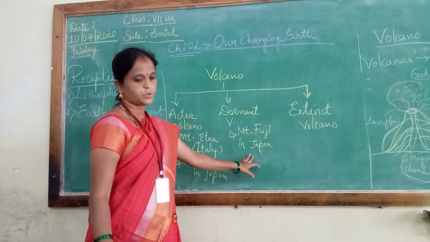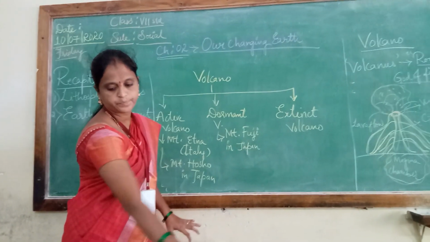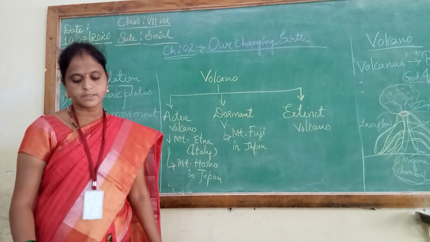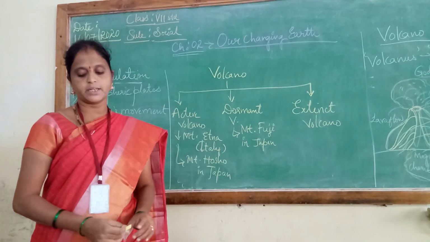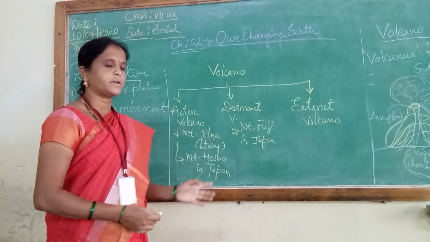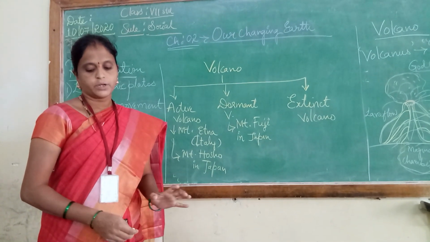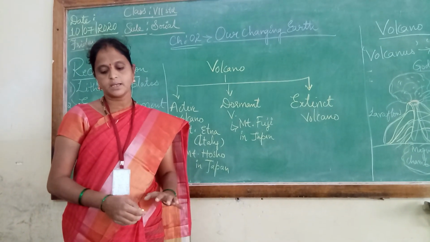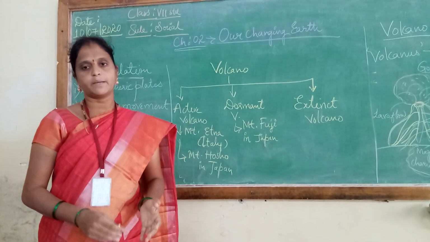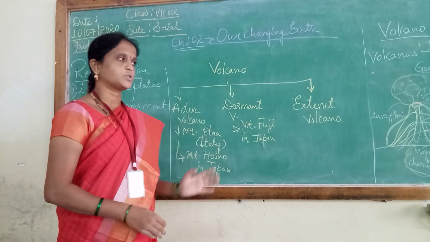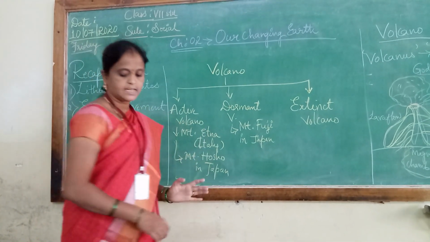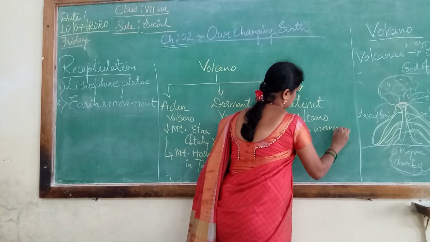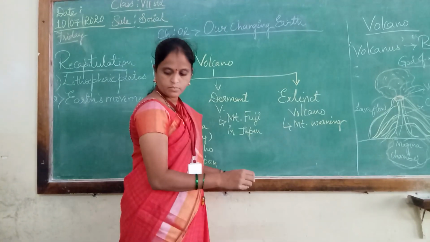Dear children, next is extinct volcano. Extinct volcano means the volcanoes which have not erupted in historic times, or it is believed that no further eruption will take place in the future. So this kind of volcanoes are known as extinct volcanoes. I repeat once again, extinct volcanoes are those volcanoes that have not erupted in historic times and it is believed that no further eruption will take place in the future. These are called extinct volcanoes. These are also known as dead volcanoes. Example, Mount Volcano in Australia.